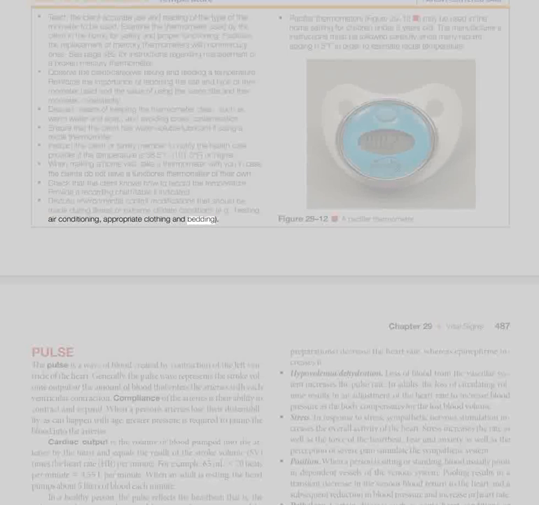and bedding. Pacifier thermometers, Figure 29-12, may be used in the home setting for children under 2 years old. The manufacturer's instructions must be followed carefully since many require adding 0.5 degrees Fahrenheit in order to estimate rectal temperature. Patient-centered care.